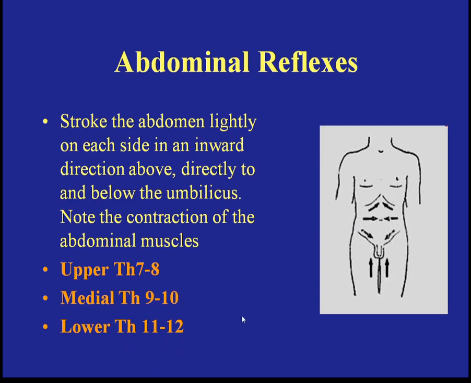TH11-12. Sometimes we neurologists use not TH but D, dorsal, for thoracic segments, roots, and we say D7-8, D9-10. These are the same as TH.